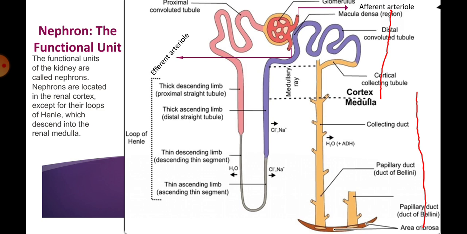So glomerulus is the first portion of the nephron, and beside the glomerulus there is, in this figure the yellow portion, called Bowman's capsule. There is hollow space inside the Bowman's capsule, and the glomerulus and the Bowman's capsule together form the renal corpuscle or Malpighian body.